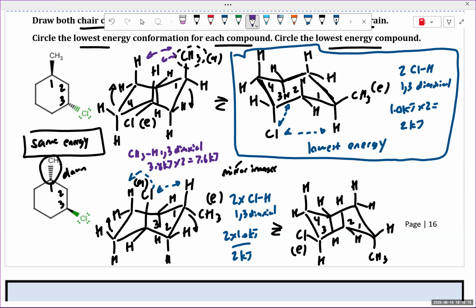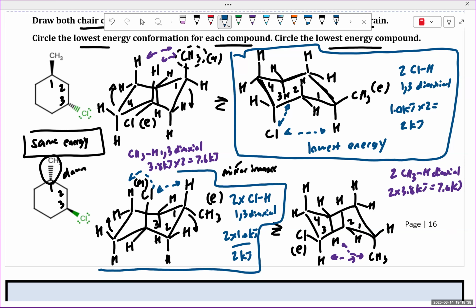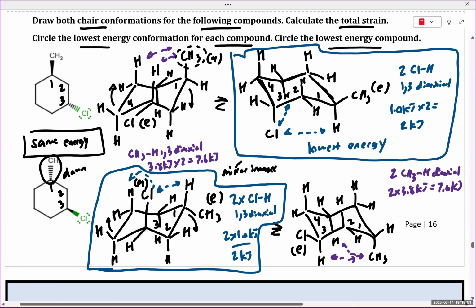As we can see, we have 1, 2 methyl hydrogen diaxial interactions, which gives us 2 times 3.8 kilojoules, or 7.6 kilojoules of total strain. So as we can see, this structure and this conformation on the left is the lowest energy conformation, and these two molecules have identical energies, which makes sense because they're enantiomers.